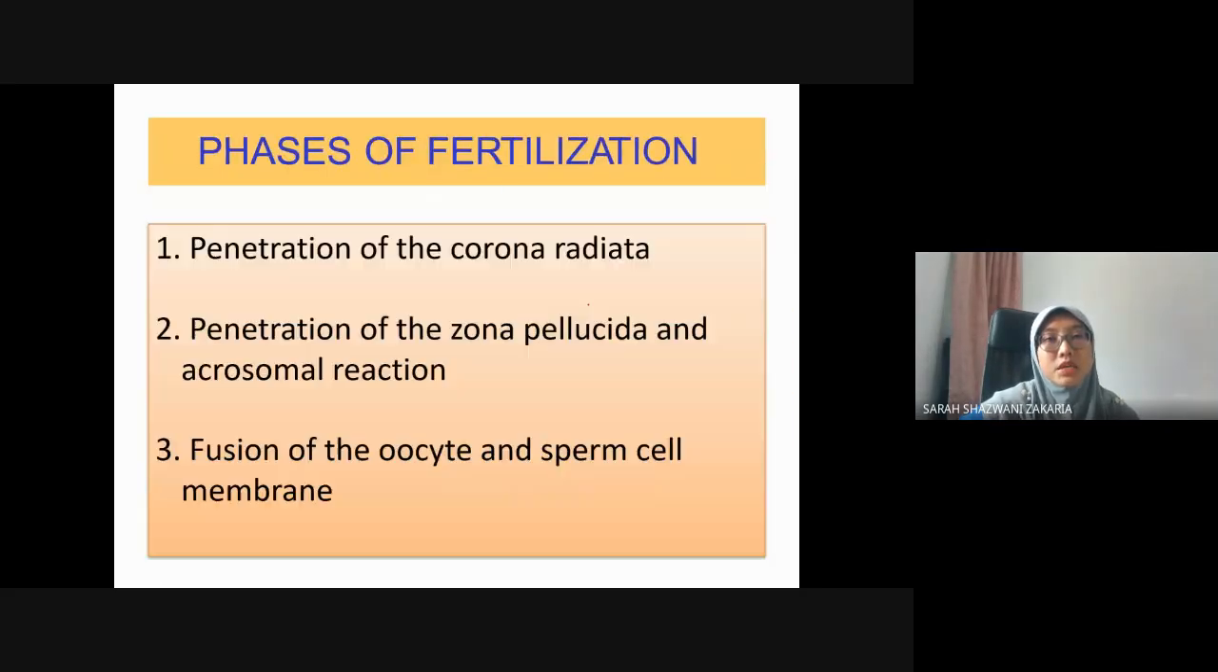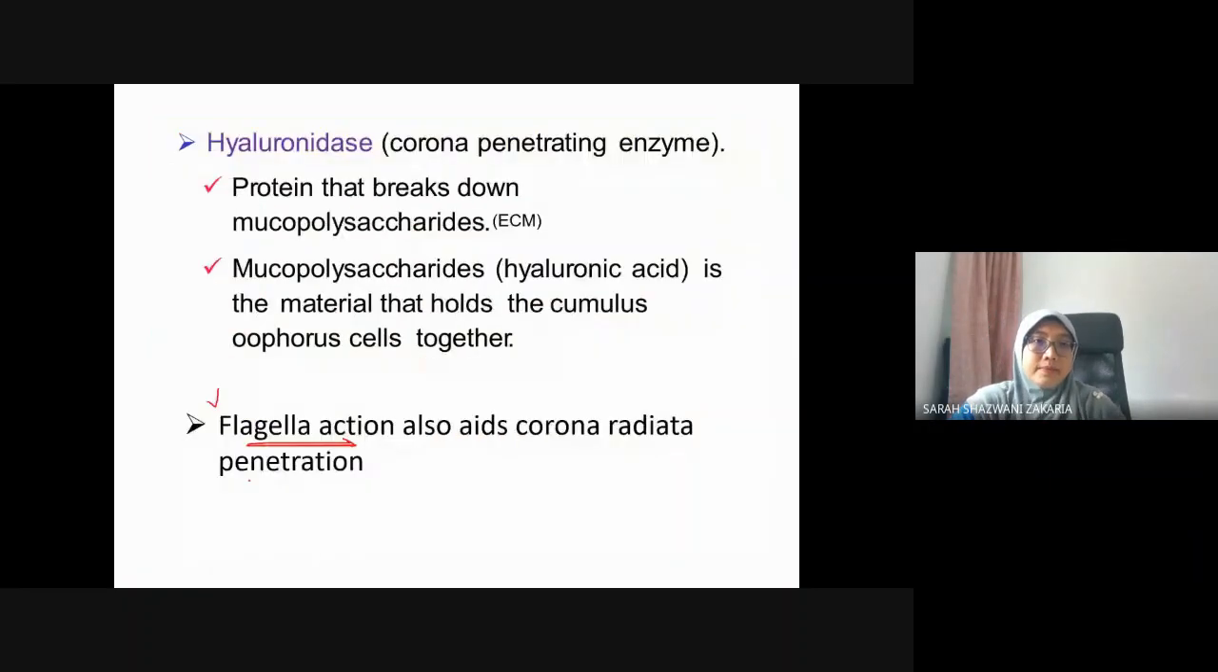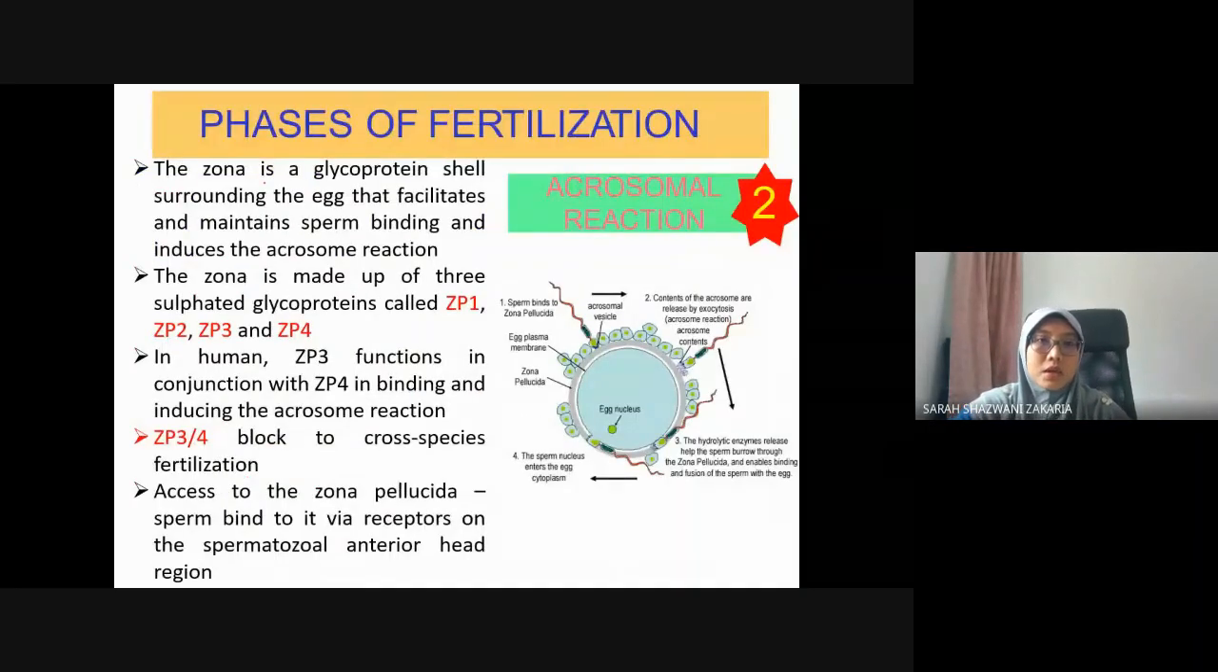If I want to say in terms of time span, at the later part of penetration of the corona radiata, the acrosomal reaction is already starting. Okay, sorry. All right. What happened here?